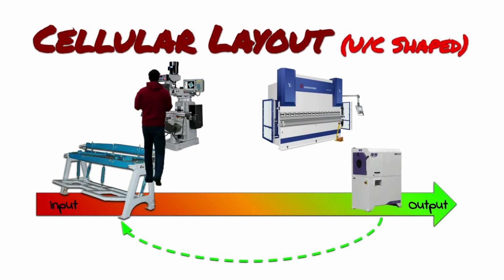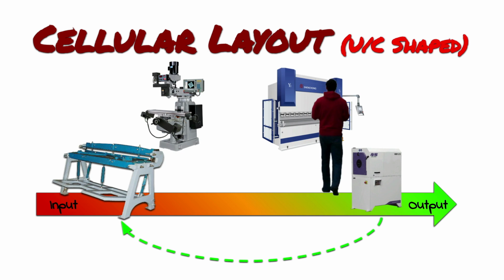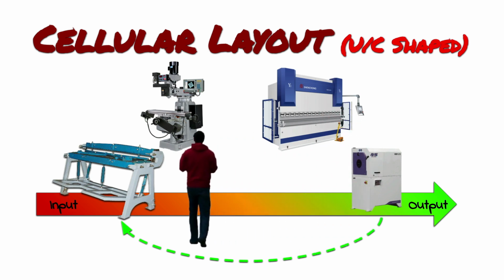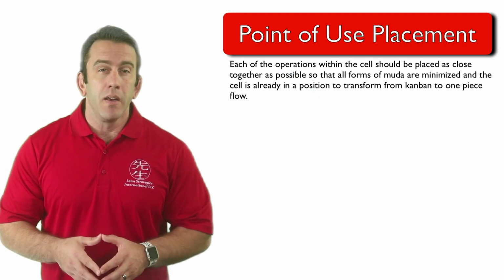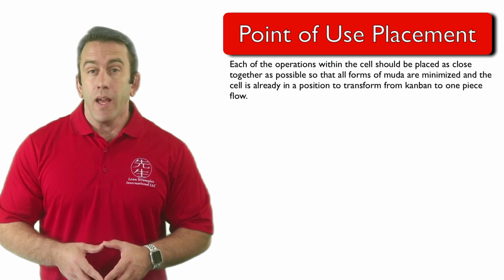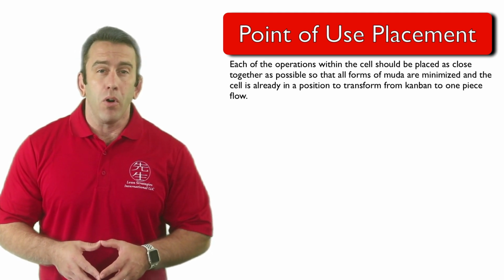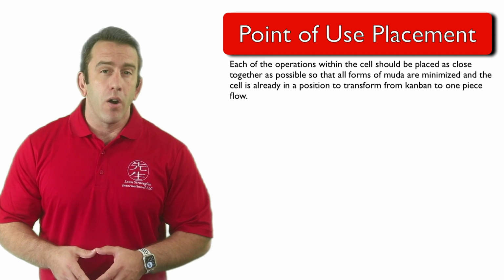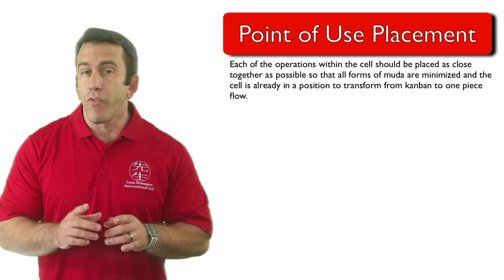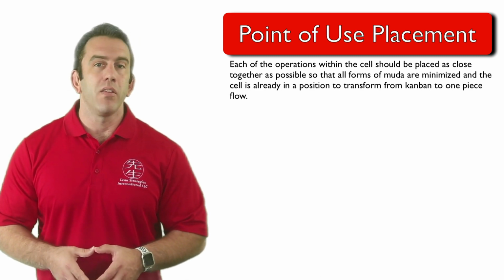One of the purposes of a cell is that the process flow is all set close together. This reduces transportation and motion waste within the cell. This close together placement is referred to as point of use placement. Each of the operations within the cell should be placed as close together as possible, so that all forms of muda are minimized and the cell is already in a position to transform from Kanban to one-piece flow.